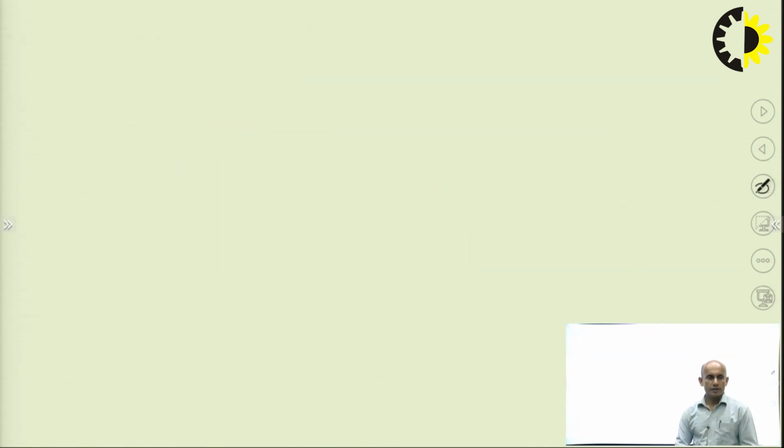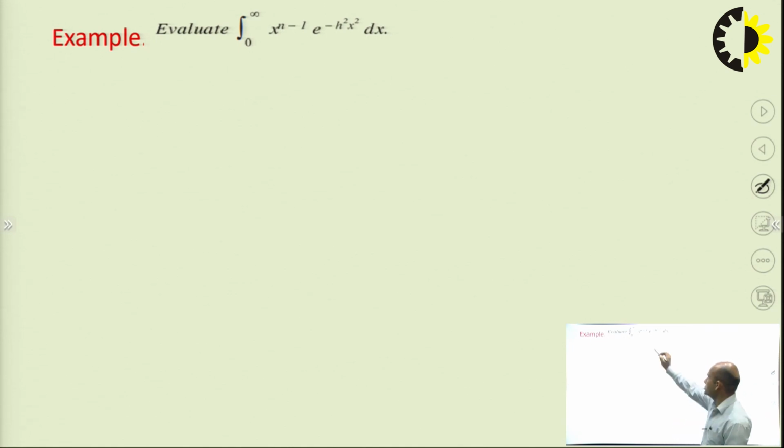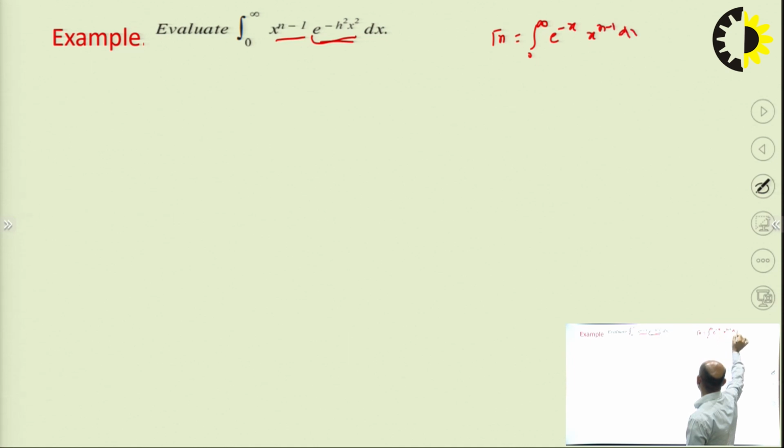Now we have another integration which is of the form limit 0 to infinite x raised to n minus 1 e raised to minus h square x square. We have to evaluate this integration with the help of the gamma function. First we have to convert this integration into an integration in terms of the gamma function. And as we know, gamma n is the integration 0 to infinite e raised to minus x, x raised to n minus 1 dx.